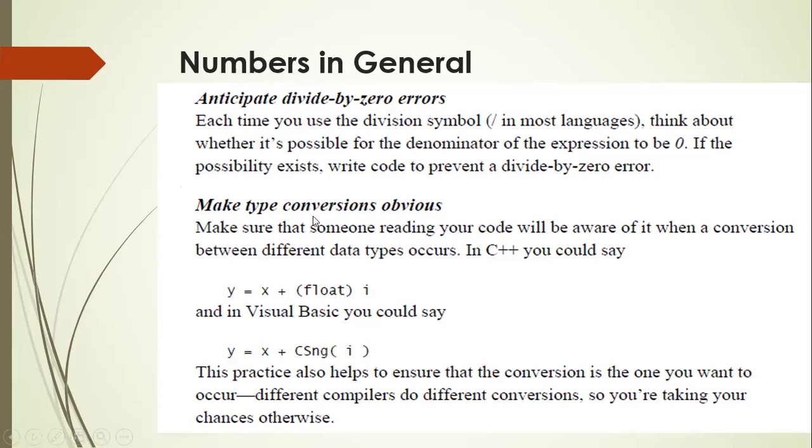We have to make type conversions obvious. For suppose we are going to change an integer value to a float value, so the type conversions or typecasting must be more explicit, which should be readable to other programmers. Like this example, which is in C++, x plus float of I equals y is equal to x plus float of I, and y is equal to x plus CS of NGI, which is the code of Visual Basic, and it's much more explicit type conversions, which is more obvious.